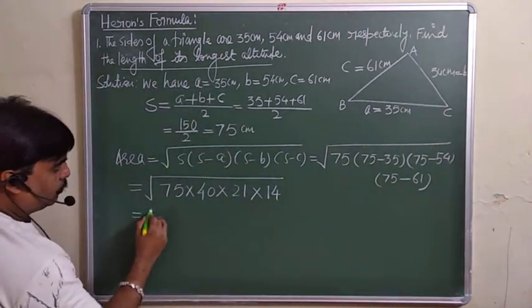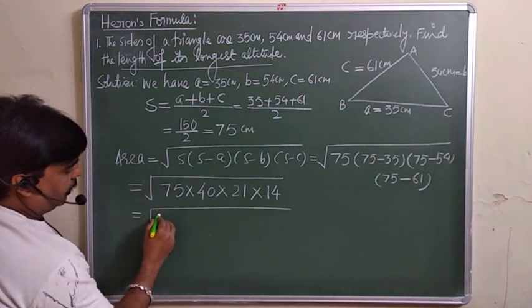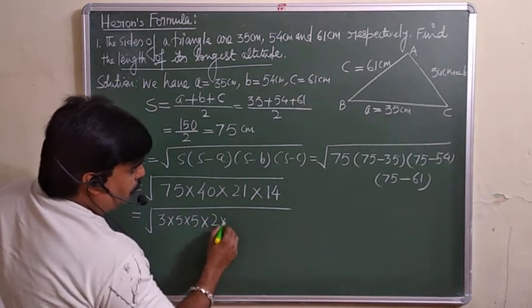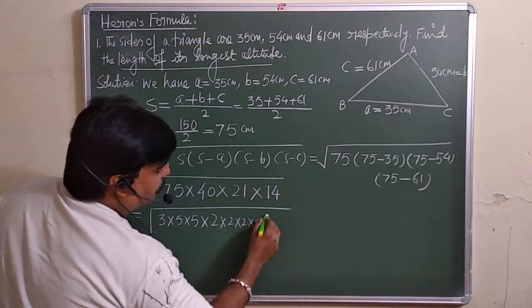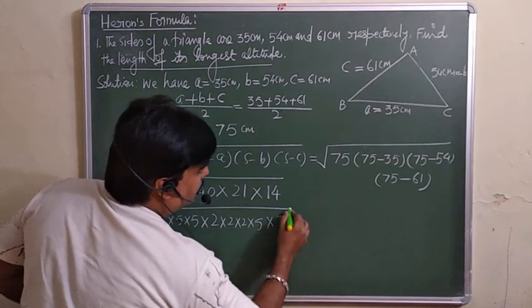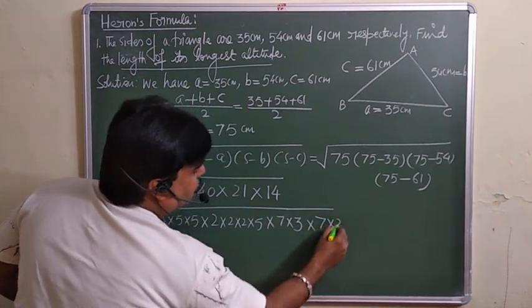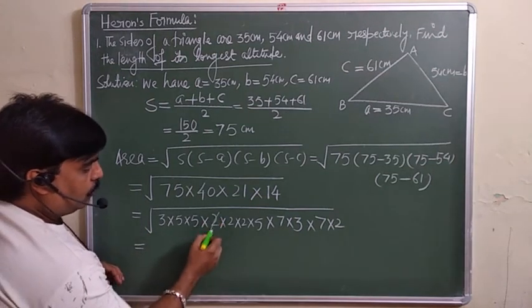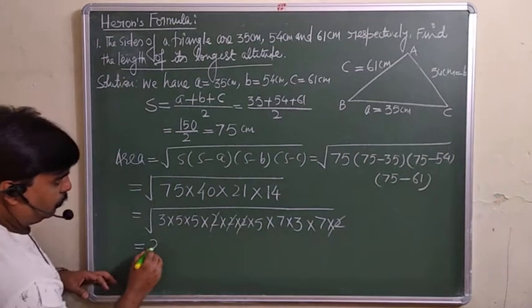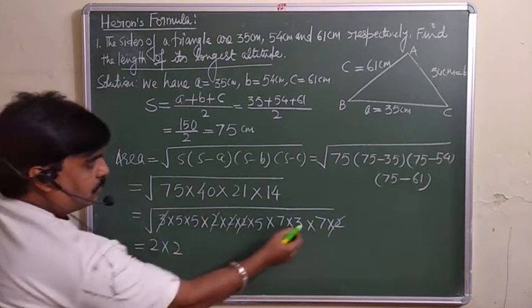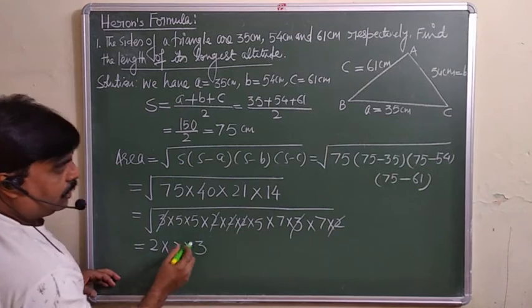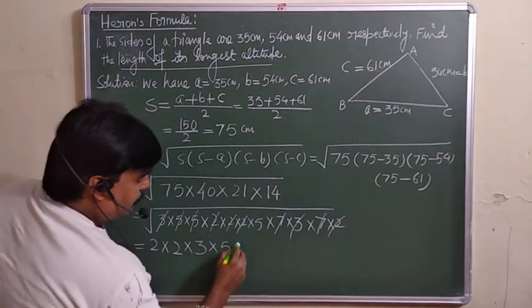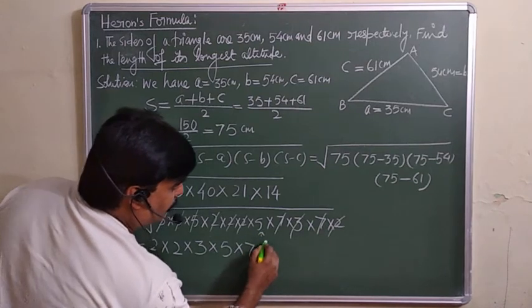So you can do the factors of this here. This can be written as 3 into 5 into 5, 2 into 2 into 2 into 5, 21 is 7 into 3, and 14 is 7 into 2. As usual, you can do the factors. So how many 2's are there? 1, 2, 3, 4. Two 2's बाहर आएंगे. 3 will come out, and 5, and 7. And 5 and 2 will remain inside the radical sign.